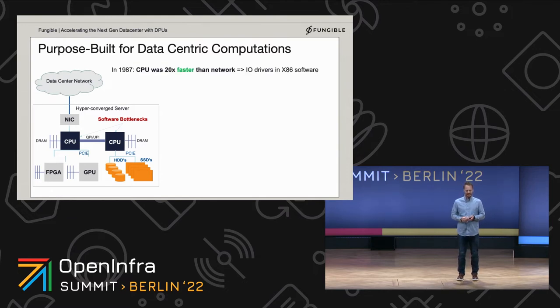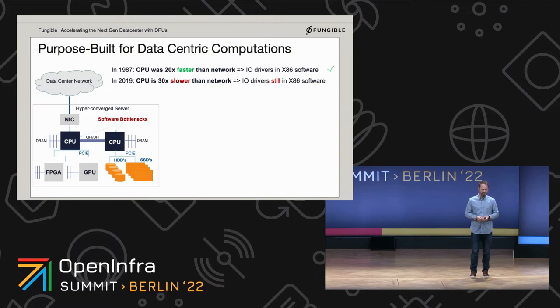Let's look at some trends. In 1987, the CPU was 20 times faster than the network. So it made sense to put the I/O drivers in the software on the x86. If we fast forward to 2 years ago, the CPU now is 30 times slower than the network.